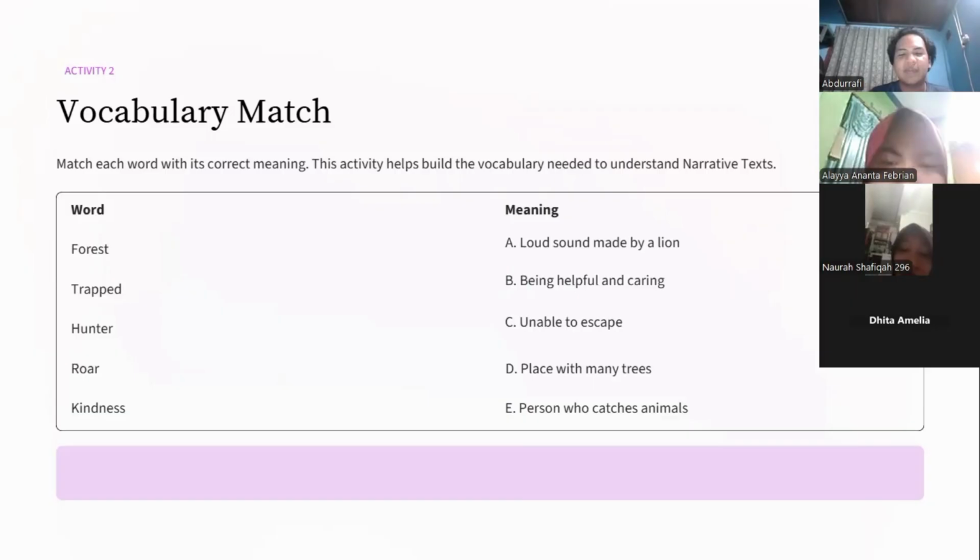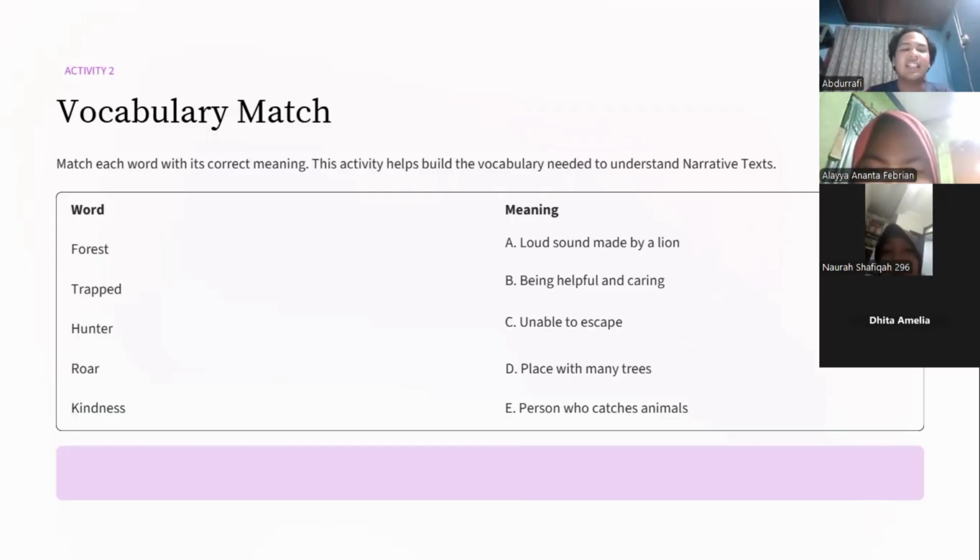Okay, the second one is trap. What is the meaning? I want to answer, Mister. Yes, Alaya. It's C, unable to escape. Correct. Thank you. The next word is hunter. What is the meaning? I want to answer, Mister. The answer is E. Person who catch animals. Yes, exactly correct.